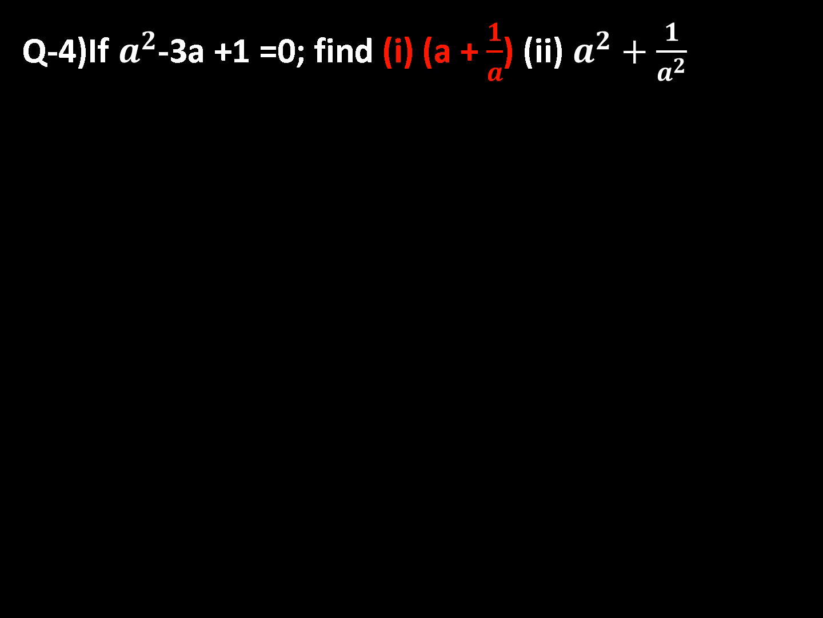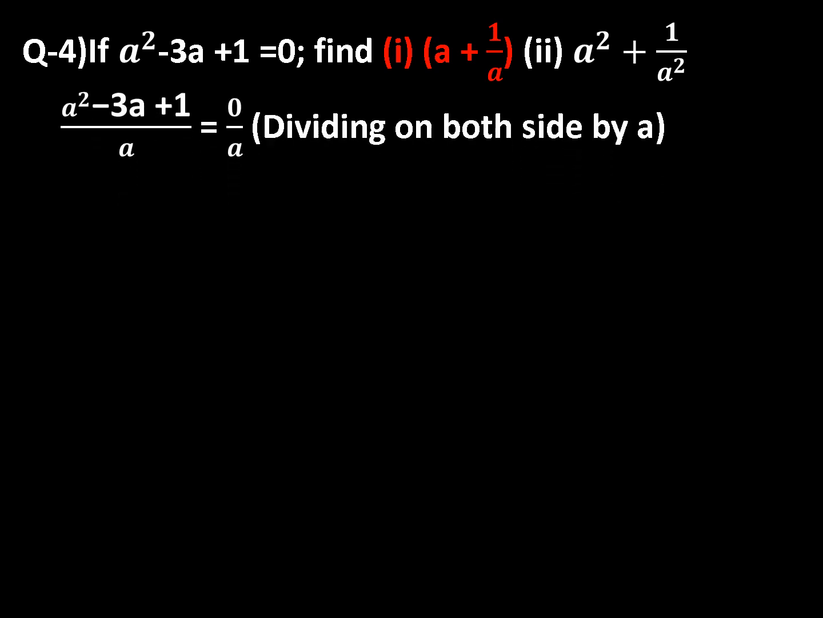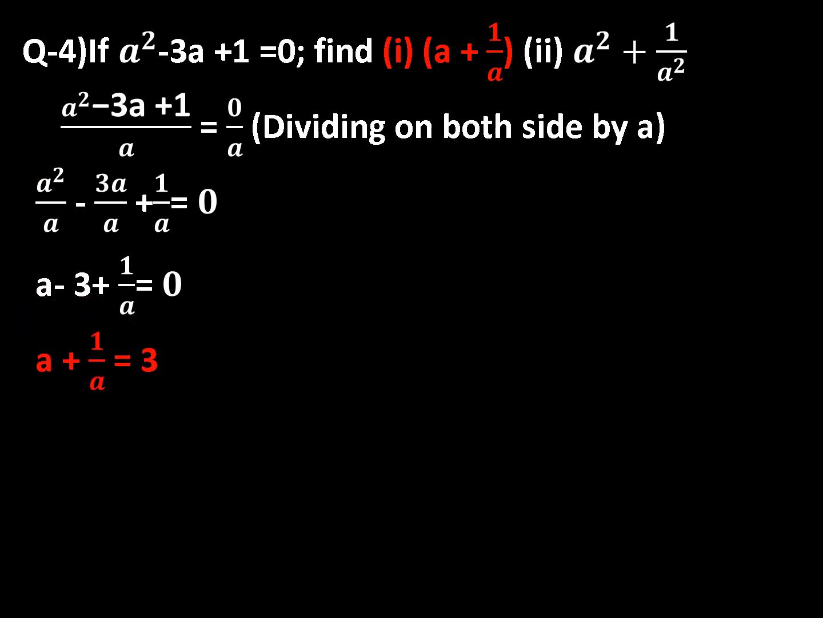We will divide on both sides by a. That will give us a square minus 3a plus 1 upon a equal to 0 upon a. Splitting the LCM, we will get a square upon a minus 3a upon a plus 1 upon a equal to 0, which will give us a minus 3 plus 1 upon a equal to 0. In return, which will give us the value of a plus 1 upon a equal to 3 by shifting 3 on the other side.